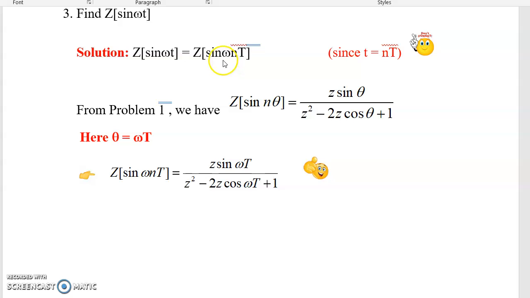Now in this z transform of sine omega nT, we have to make use of z transform of sine function. So let us take and write the z transform of sine n theta, which we already got from problem 1. This is the answer. See, now compare these two. Here you have n, here you have n. So what do you have in the place of theta? In the place of theta, you have the coefficient of n here, that is omega into T. So theta will be omega T. So that's what we need to substitute. So in this answer, substitute theta as omega T. See here, in the place of theta, we have substituted omega T. So this is going to be the final answer.